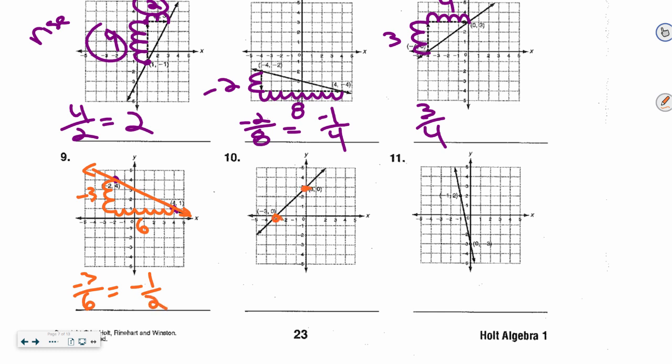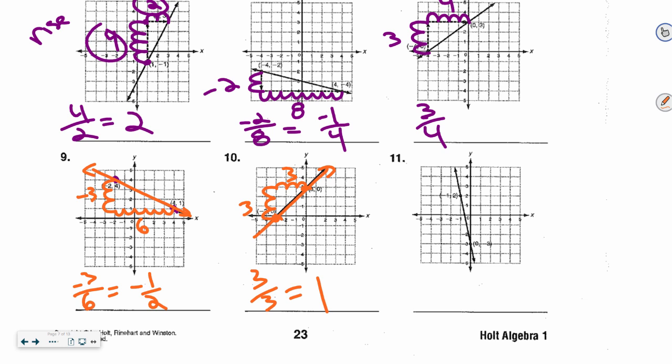These are my 2 points. I now am seeing that it's rising, going up as I go more right. So it's going to be a positive slope. 1, 2, 3, then 1, 2, 3. 3 over 3 simplifies to 1.